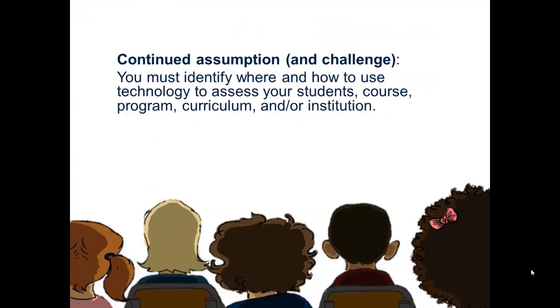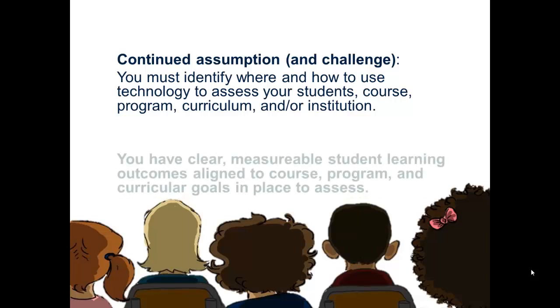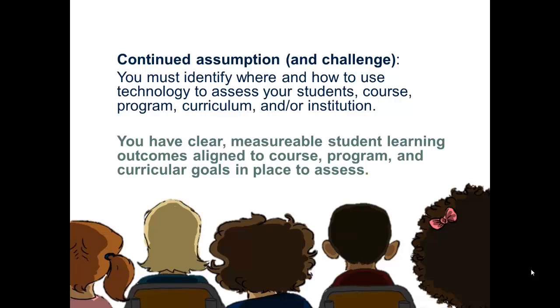So let's build on that continued assumption that we've used through the last lectures. We now know that you need to identify where and how you may want to use technology in your fully virtual classrooms in this time to assess your students and your programs and institutions. But we're also going to assume that you already have put in place clear and measurable student learning outcomes, and that those learning outcomes are directly aligned to course, program, and curricular goals.